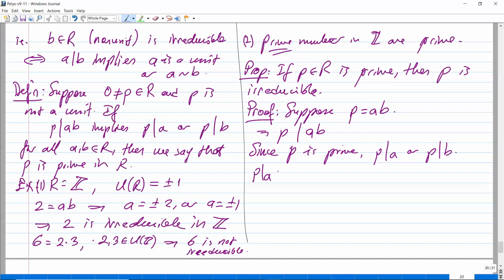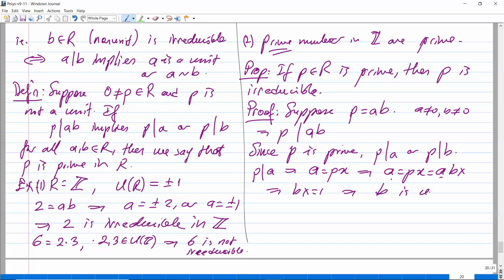If P divides A, then A is equal to P times X for some X, so P is A times B times X. Since A is not zero, and B is not zero, of course, if we cancel A's, we get B times X is equal to 1, so therefore B is a unit. So that A is associated to P.